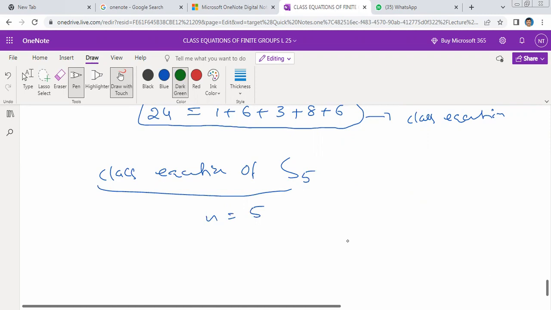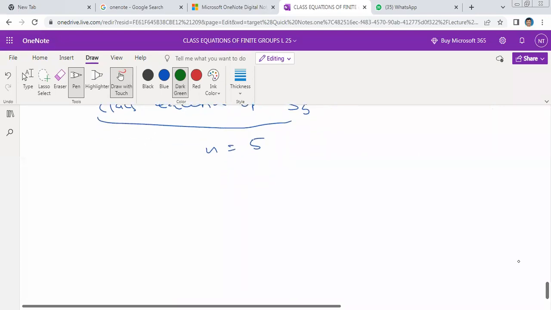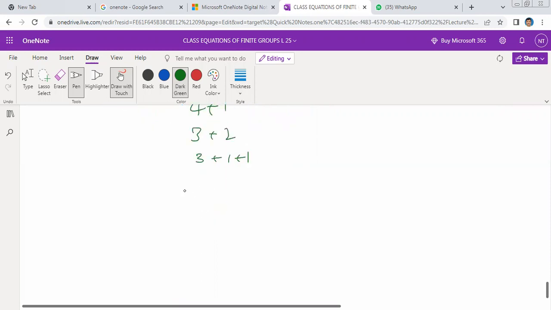5 itself, and 4 plus 1. 3 plus 2. 3 plus 1 plus 1. Then 2 plus 2 plus 1. 2 plus 1 plus 1 plus 1. And 1 plus 1 plus 1 plus 1 plus 1, all ones.